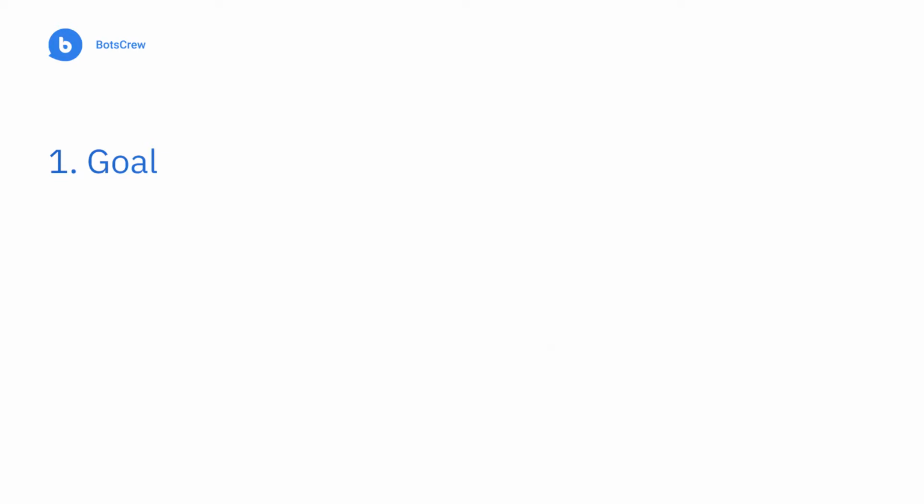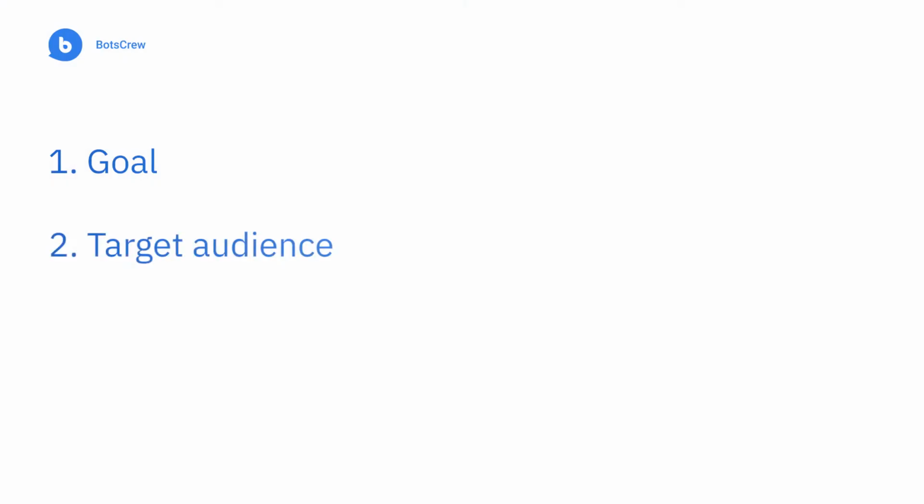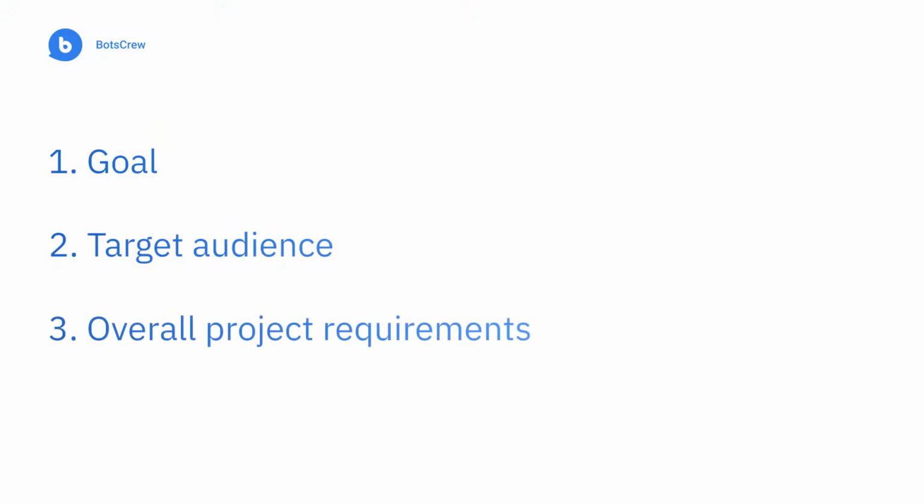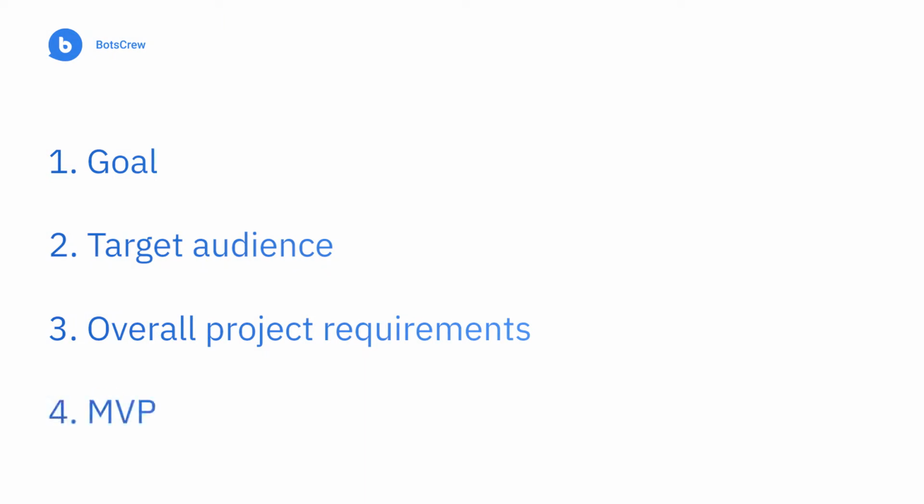So, first things first. Before building a chatbot, you need to highlight the reason for implementing a chatbot. This could be understood as the main goal of your chatbot, namely to understand what problem the chatbot will be tackling. The next step will be identifying your target audience for your bot. Who will have a need for this bot? And only after that, you may proceed with establishing the overall project requirements. When you complete these three important steps, you'll be able to move on to the fourth step: developing the minimum viable product, otherwise known as an MVP.